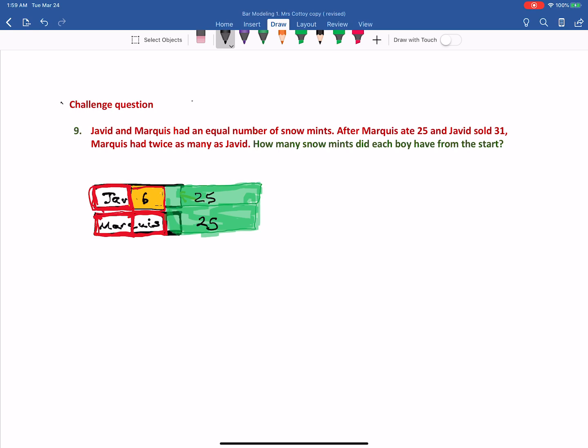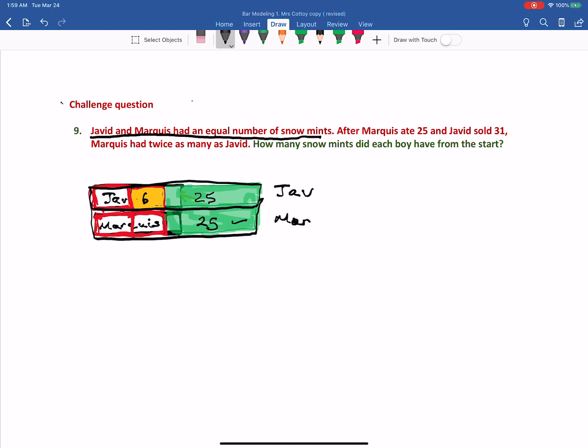Start again. Javid and Marquis had an equal number of snowmen. This is Javid's bar on top. This is Marquis's bar below. Are you seeing how they are equal? Yes, they are equal. After Marquis ate 25, and Javid sold 31, that's the 25 plus the 6, Marquis had twice as many as Javid. This is Javid's here, this is Marquis's here. How many snowmen did each boy have from the start?